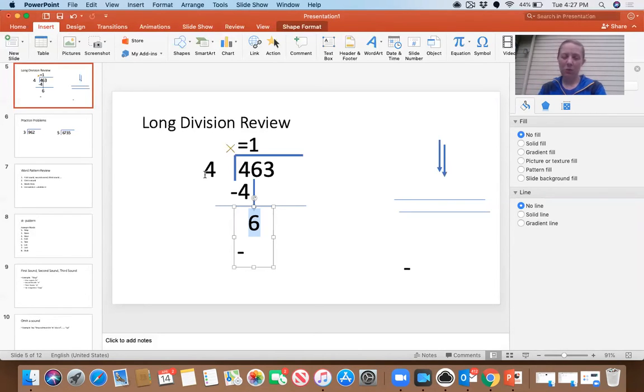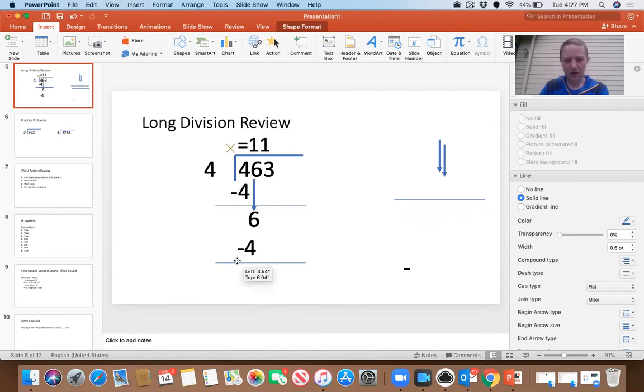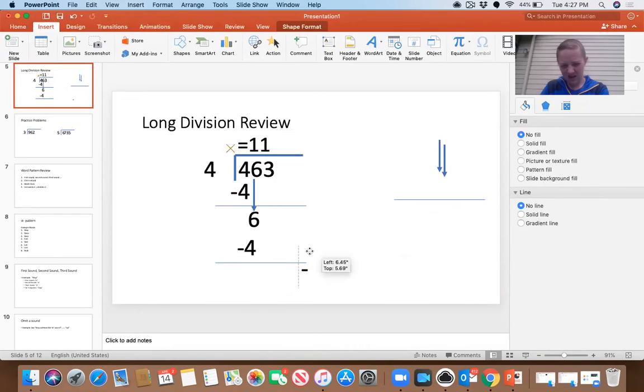We can't do that. We can't do 6 minus 8. We can't go over 6, so we have to go with the closest one that is less than 6. So we have to do 4 times 1. So I put my 1 up here because that's what we're multiplying it by, and then I'm going to put my 4 down here because 4 times 1 is 4. Okay, now my next step is to subtract. So now what is 6 minus 4? I'm going to give you a second. 6 minus 4 is 2.